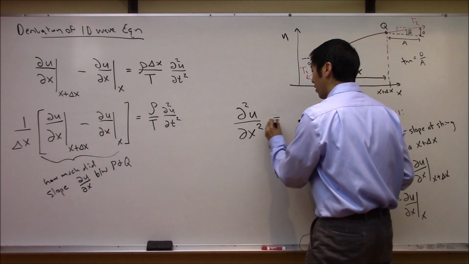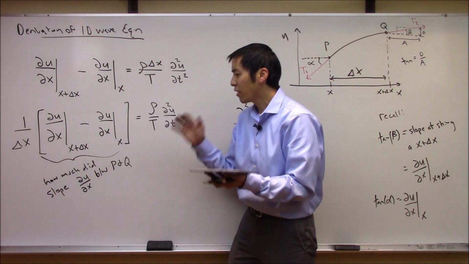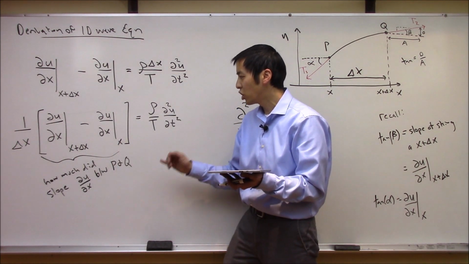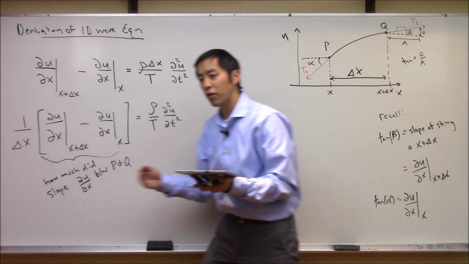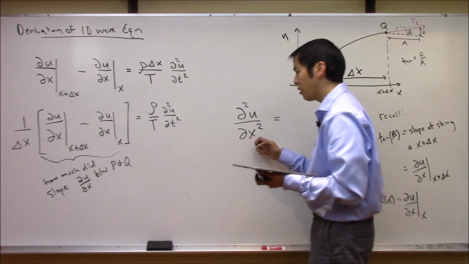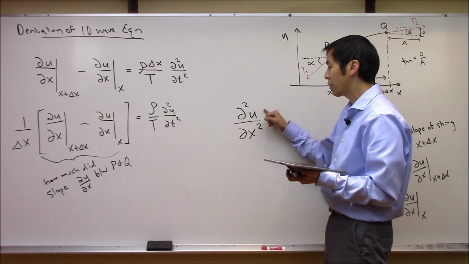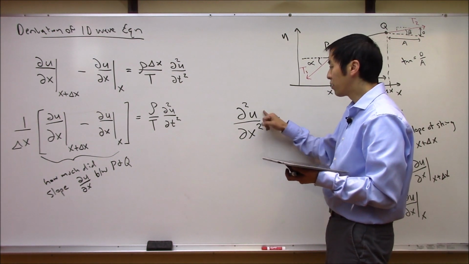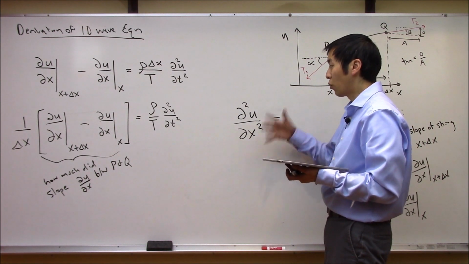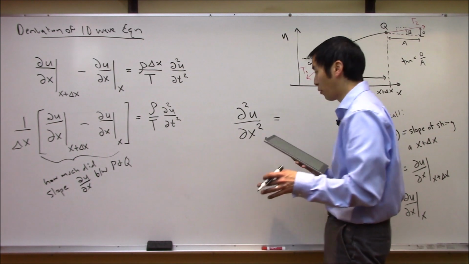So again, let's make sure we're all on the same page. The term in brackets is how much the slope changed, and the denominator is how far in the x direction you moved. That seems reasonable. That is the second derivative of u with respect to x, or the second derivative of position with respect to x. I don't want to belabor the point.